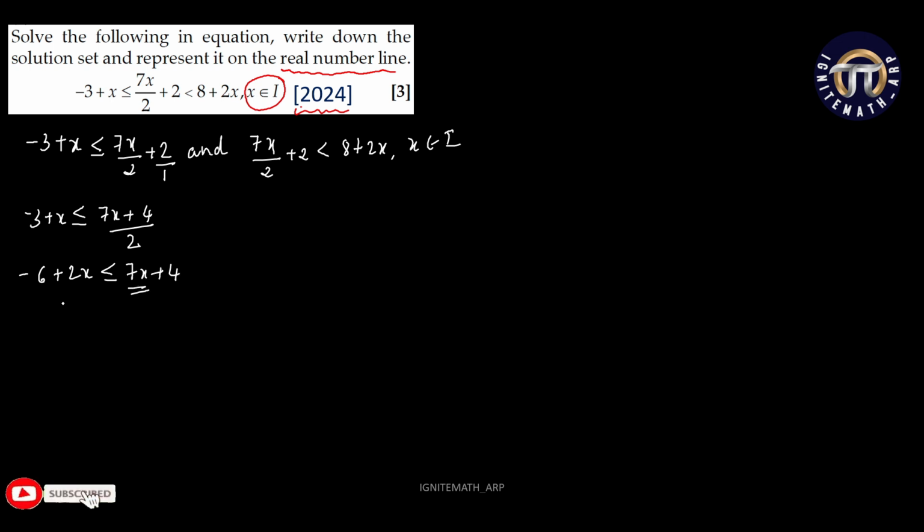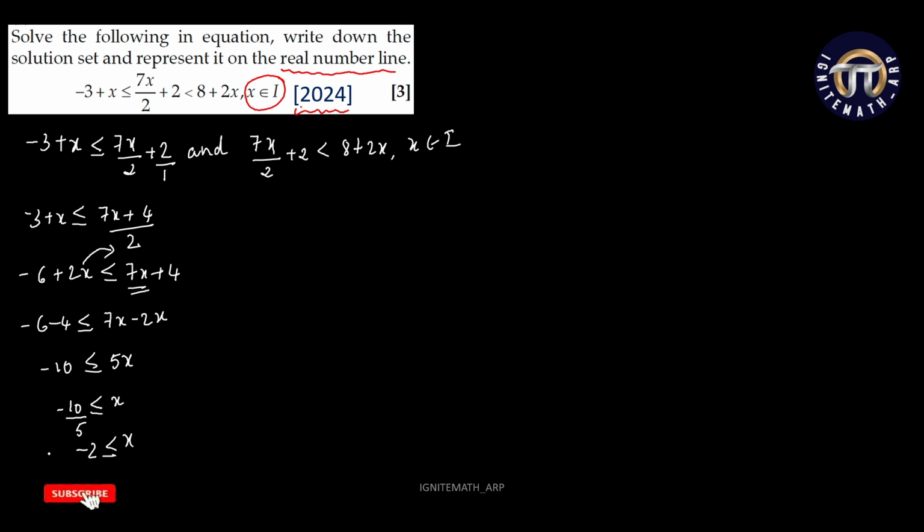7x is greater, so I will shift this one over here. So minus 6 minus 4 smaller than or equal to 7x minus 2x. So I can write this as minus 10 and 5x. I can write x is greater than or equal to minus 10 by 5. So I can write x is greater than or equal to minus 2.